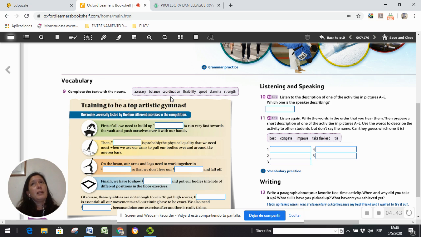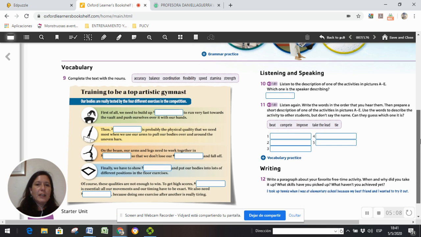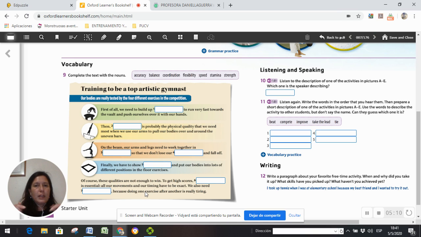Flexibility, a person that practices a sport needs to be flexible to get flexibility and do all the positions, right? Speed, stamina, and strength. Strength is another noun that can be an adjective. For example, a person needs to be strong to get strength. So we did this activity, and I'm going to invite you to do it again at the following link in the following part of the activity. Okay, so complete.